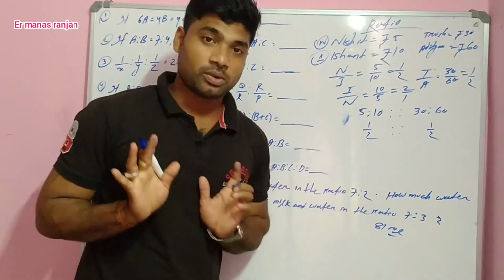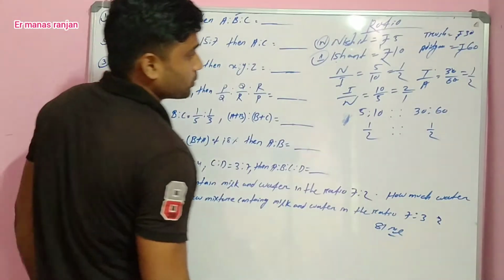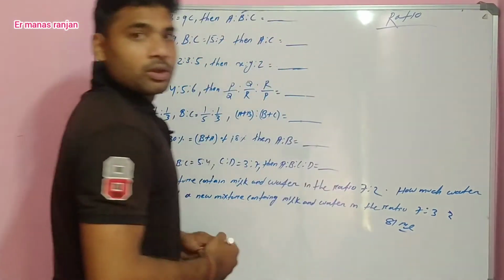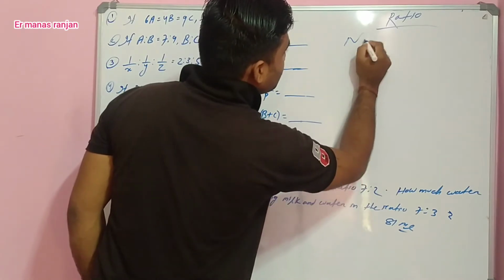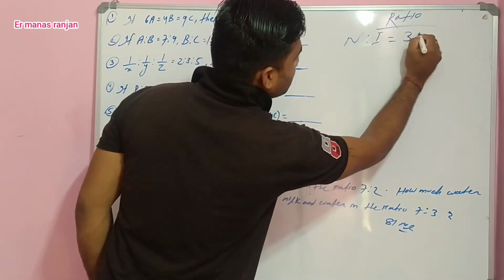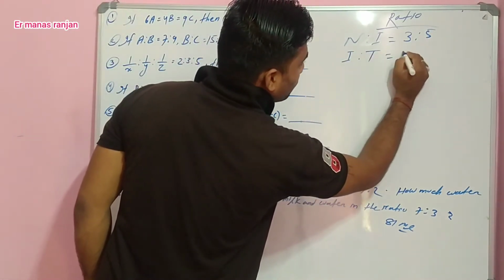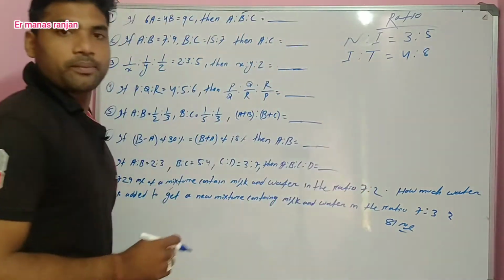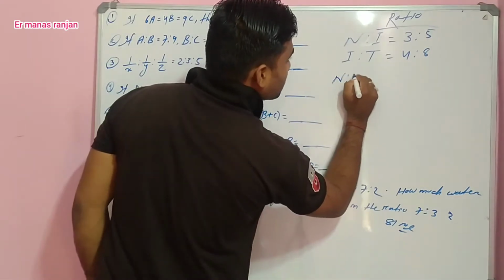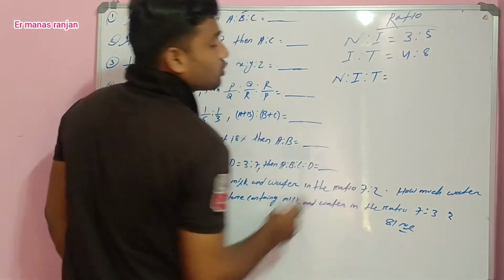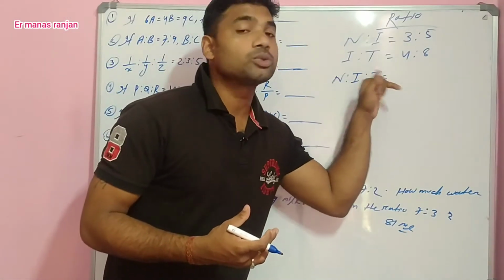which is denoted as 4 dots. Understood? Use only one shortcut trick to solve all the ratio and proportion problems. Look, suppose the question gives Nisit is to Isant 3:5, and Isant is to Trishna 4:8. If you merge their ratios, we get N is to I is to T. So how do you find the ratio Nisit is to Isant is to Trishna?